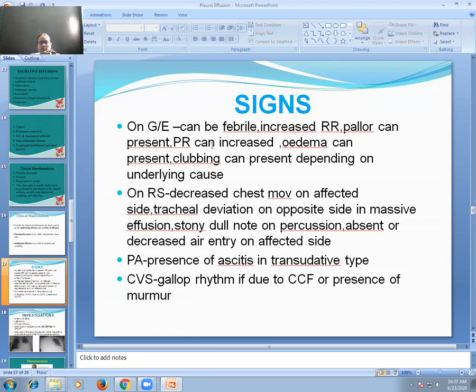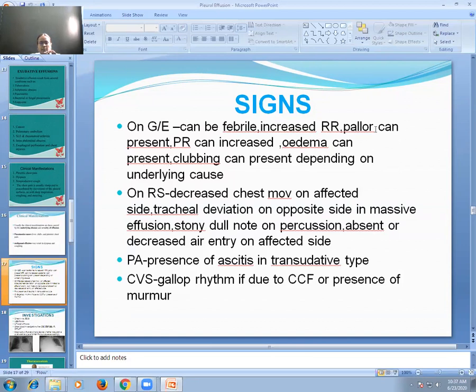Pulse rate can be increased because of fever. Then edema is present if the cause is heart failure, renal disease, or liver cirrhosis. Means if it is transudative type, it is non-inflammatory. If pleural effusion is secondary to heart failure, liver cirrhosis, hypoproteinemia, or renal disease, then along with pleural effusion you get edema also. So edema can be present depending on the cause.